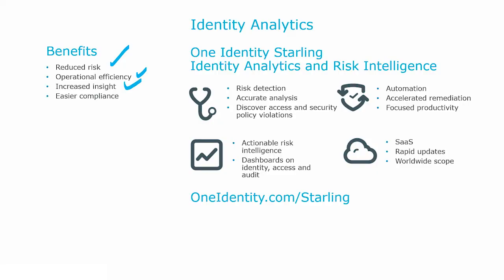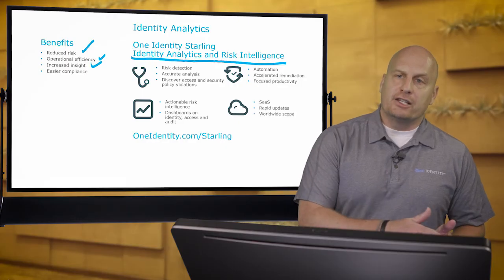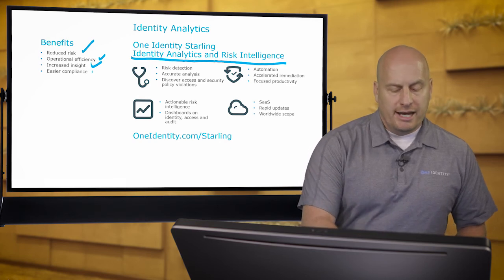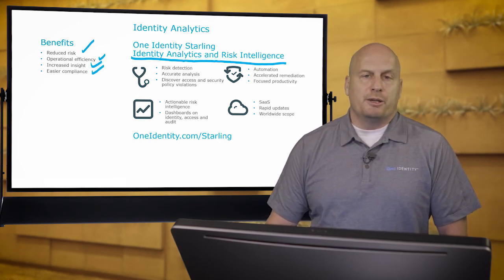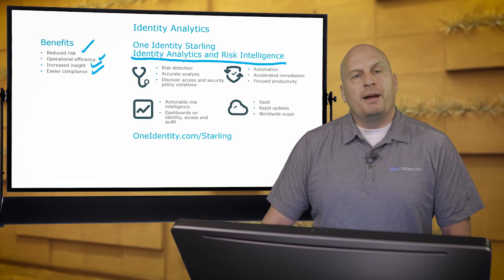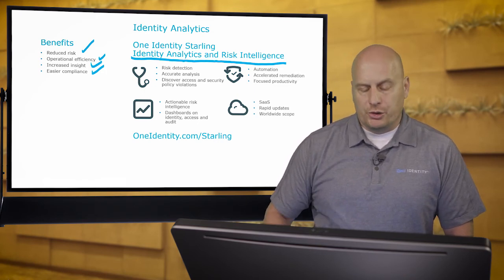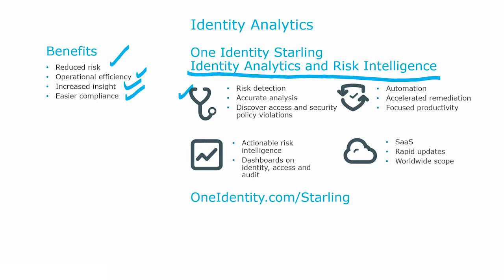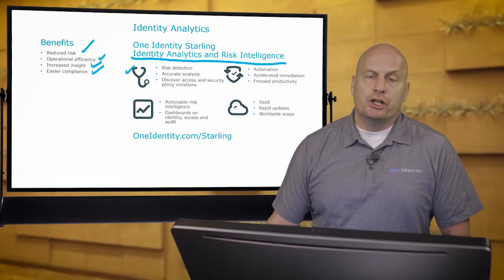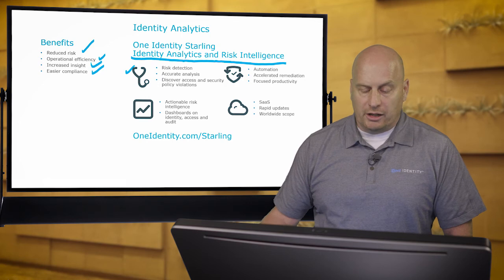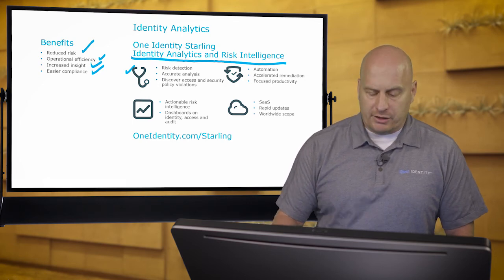It increases your insight because now you can see the things rather than going hunting for them. And of course, it gives you easier compliance because compliance is all about making sure people have the right access and that you can prove it. So what does it do? Number one, it analyzes. It gives you risk detection. It looks at the rights people have, compares them to others within the organization, even outside of the organization, to determine whether those are aligned, and it discovers policy and access violations.